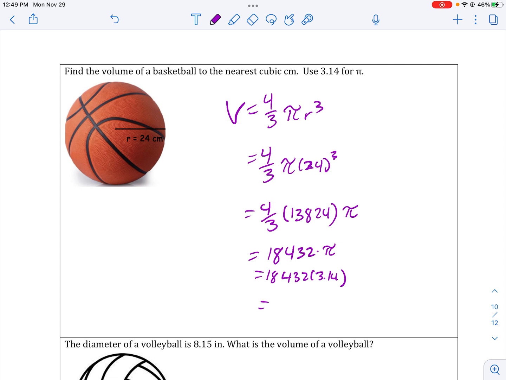And I'm going to the nearest cubic centimeter. So it goes 0.4, which will keep that at 0.6. So my volume of this basketball is approximately 57,876 cubic centimeters.